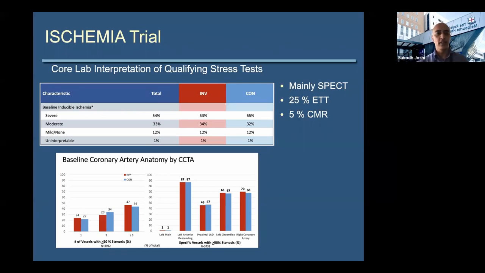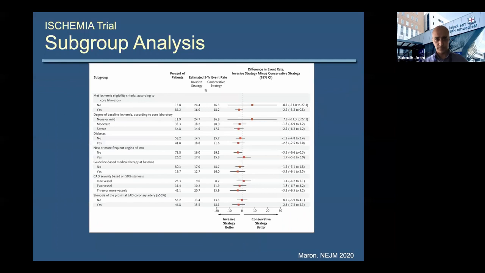When we look at the baseline coronary anatomy by CT, we can see that actually a surprisingly high risk group, say around mid 40% of people, had triple vessel disease and 87% had involvement of the LAD. So the type of patients you would expect to benefit.